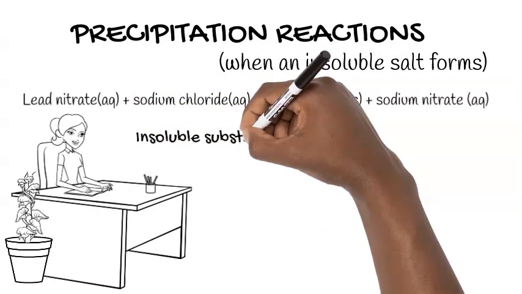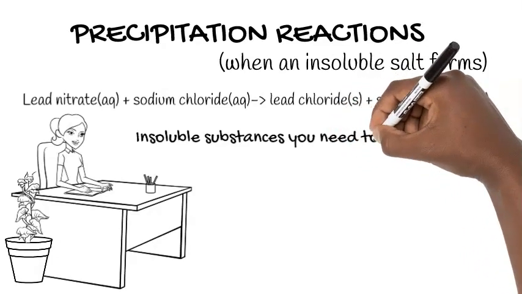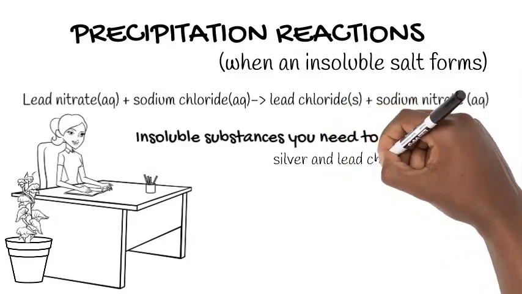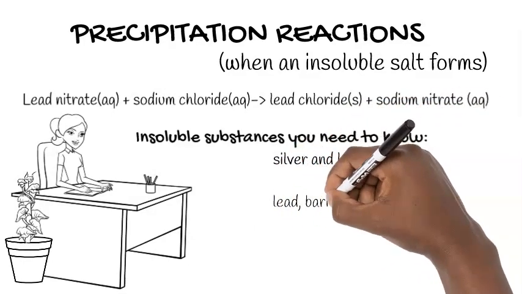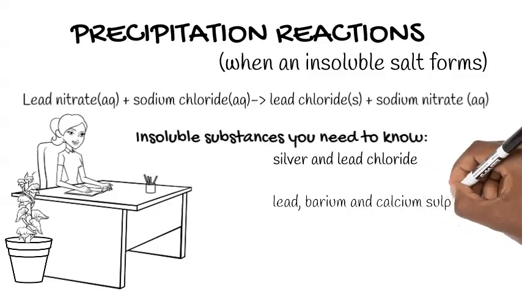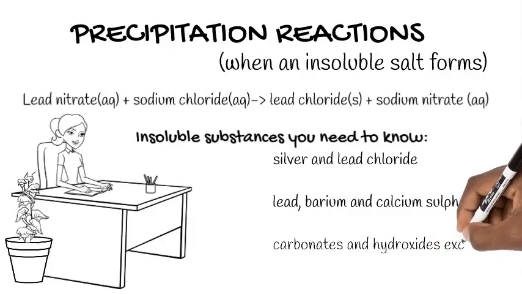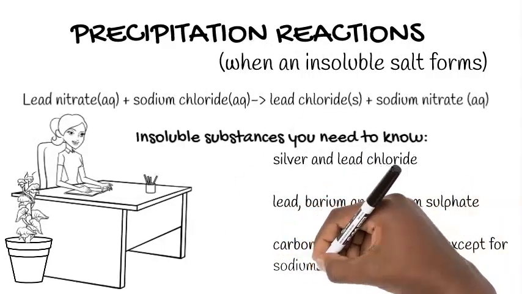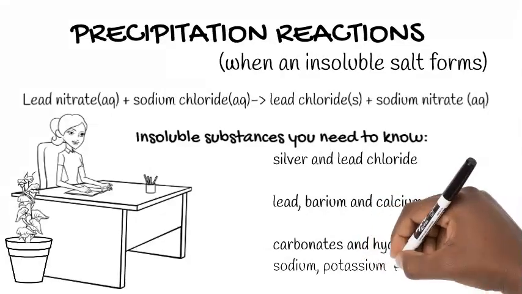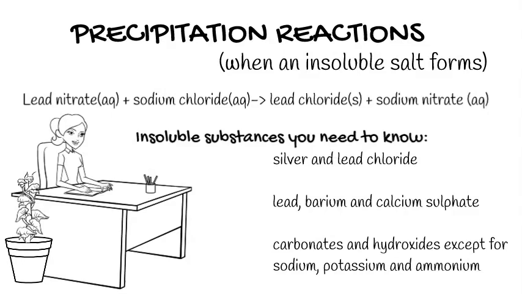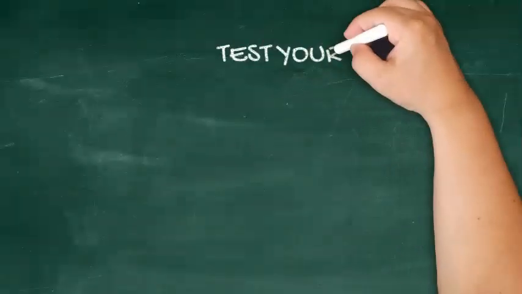Now, how do we know that lead chloride is going to be a solid if we don't actually physically do the experiment? Well, unfortunately, we have to learn it off by heart. Silver and lead are the only chlorides that form insoluble substances. Lead, barium, and calcium sulfate are the only sulfates that will form solids. All the carbonates and hydroxides form insoluble substances except for sodium, potassium, and ammonium.